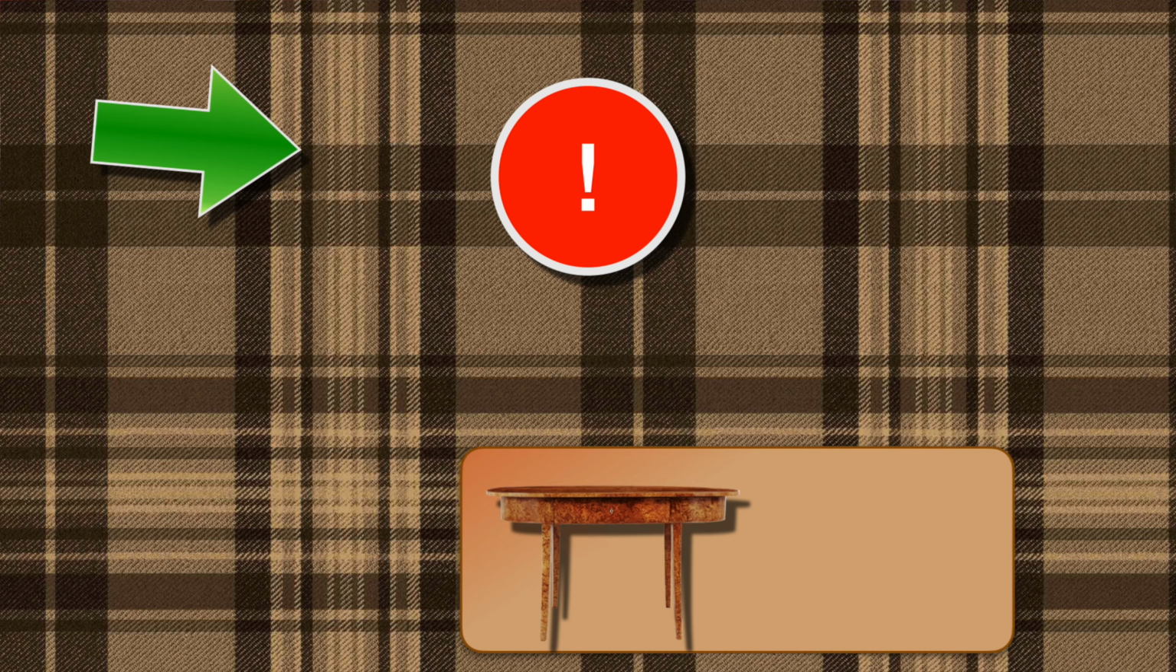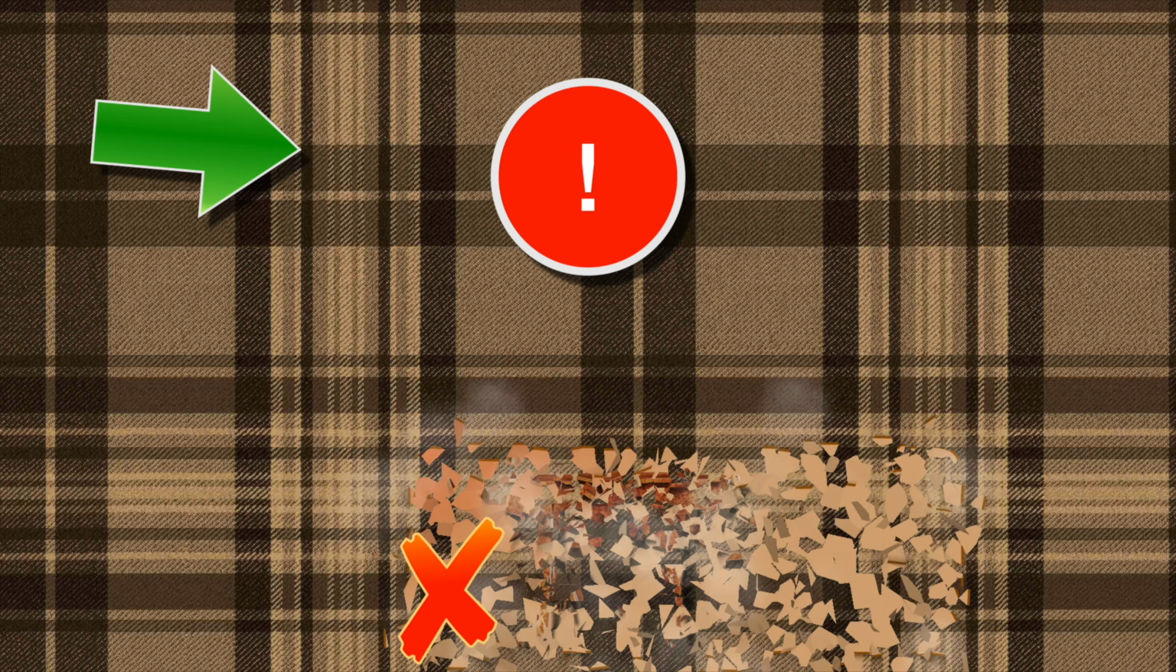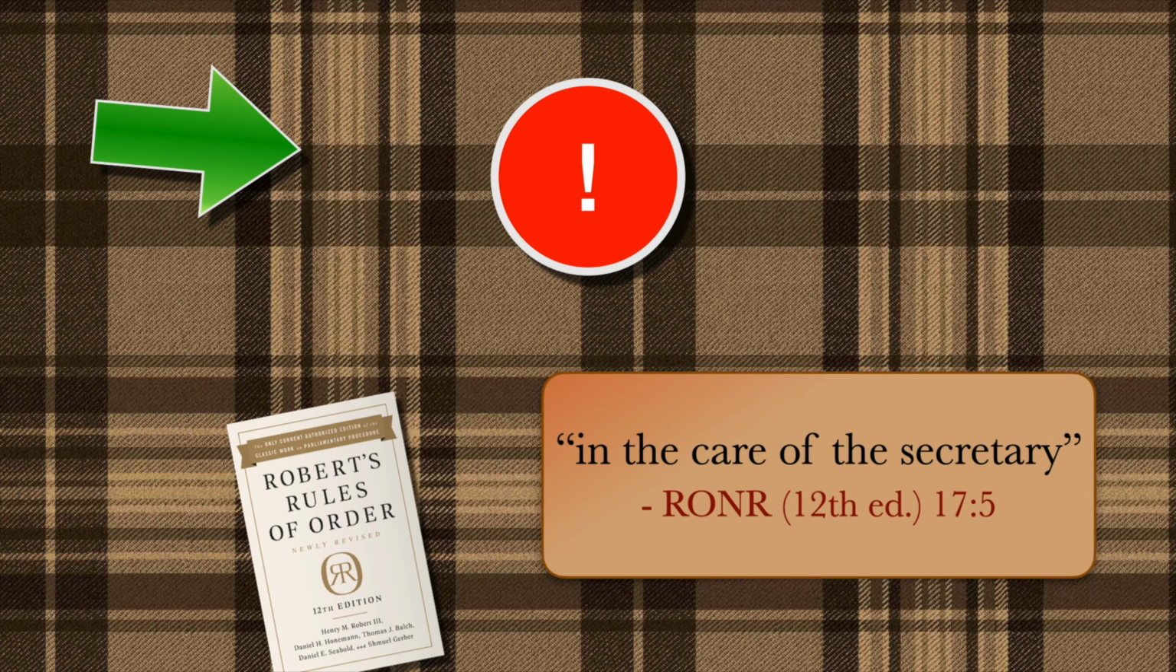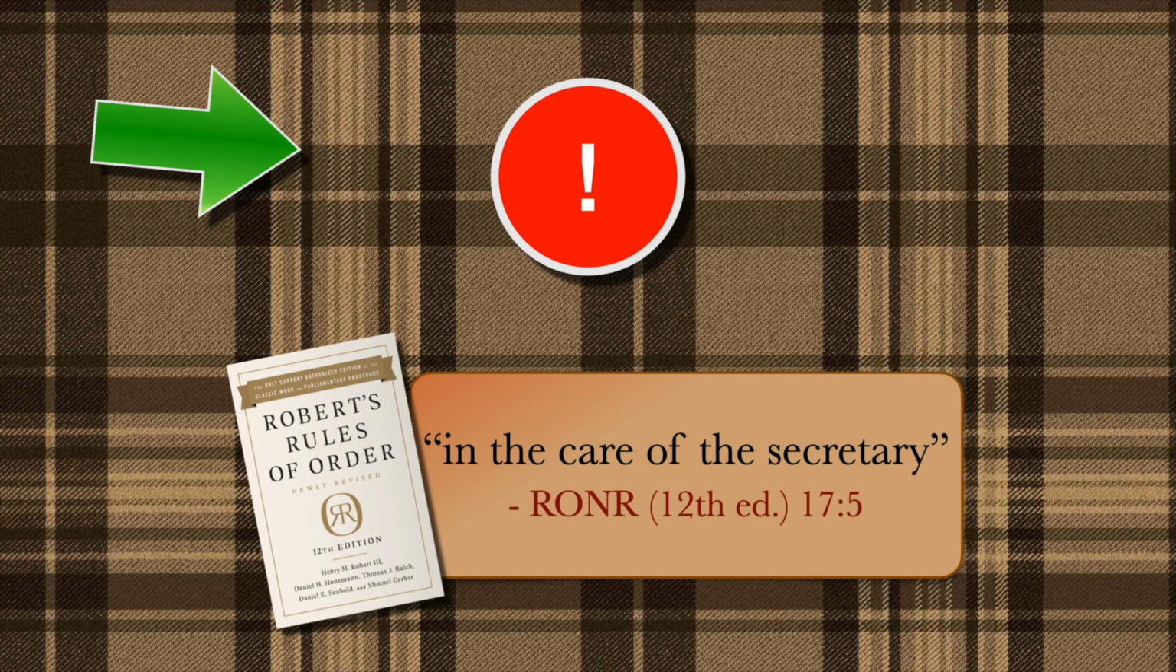Now, it probably goes without saying, but let's say it anyway. When something is laid on the table, there's no actual table involved. In parliamentary law, to lay a motion on the table really means to place it in the care of the Secretary. You can find this definition in Robert's Rules of Order, Newly Revised, 12th edition, in section 17, paragraph 5.